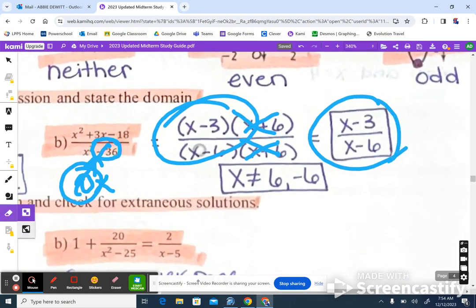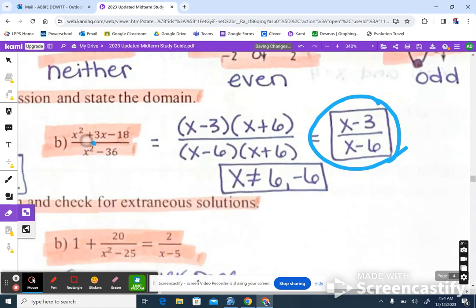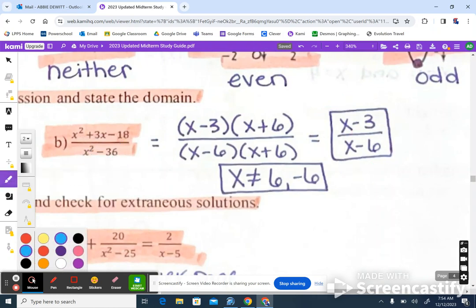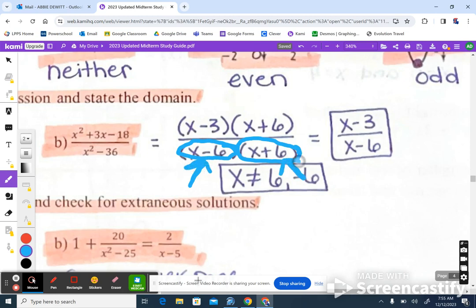And then again, look in your denominator. Your denominator cannot be 0. So where did those two numbers come from? X cannot be 6 because it'll make that binomial 0. X cannot be negative 6. It'll make that denominator 0. So you're just setting these denominators equal to 0 and then solving.